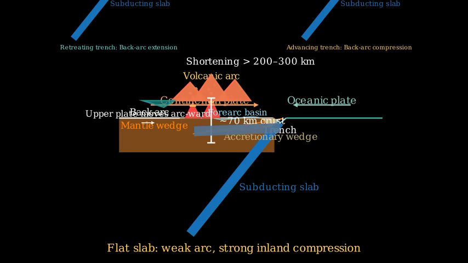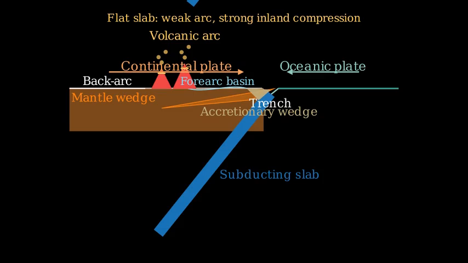Subduction creates high-pressure metamorphic rocks at depth: blueschist forms at moderate depth, then eclogite deeper. In continental subduction, ultra-high pressure rocks can form and later return toward the surface.